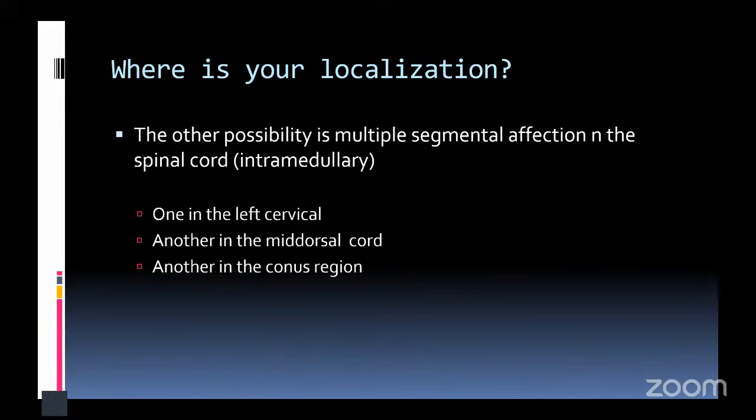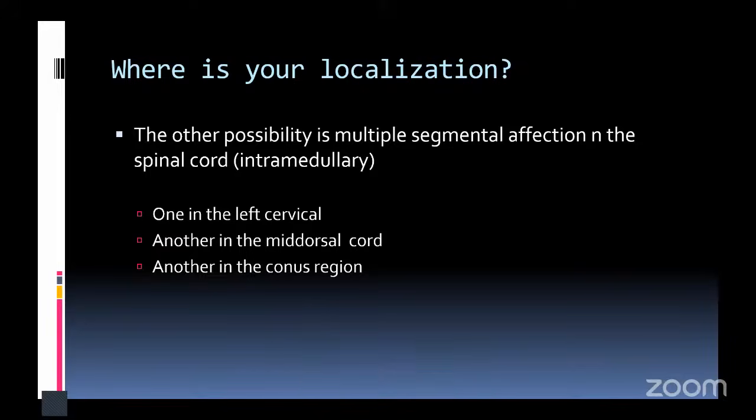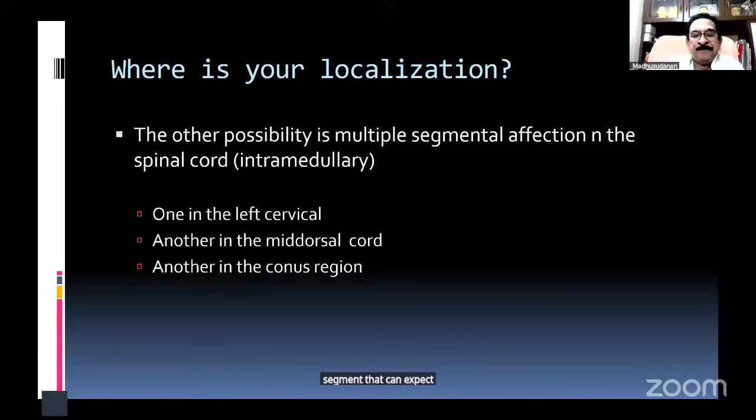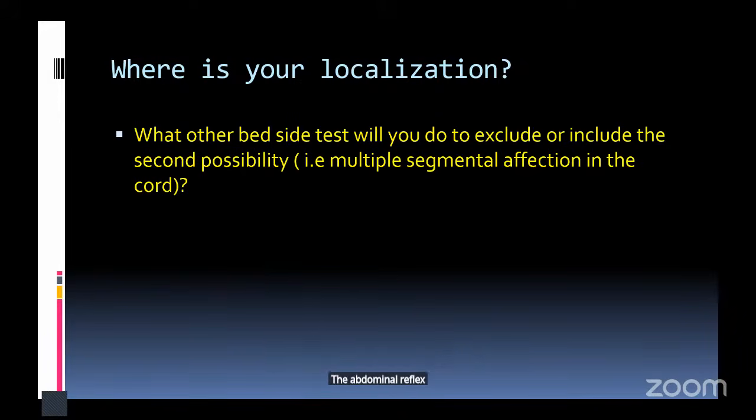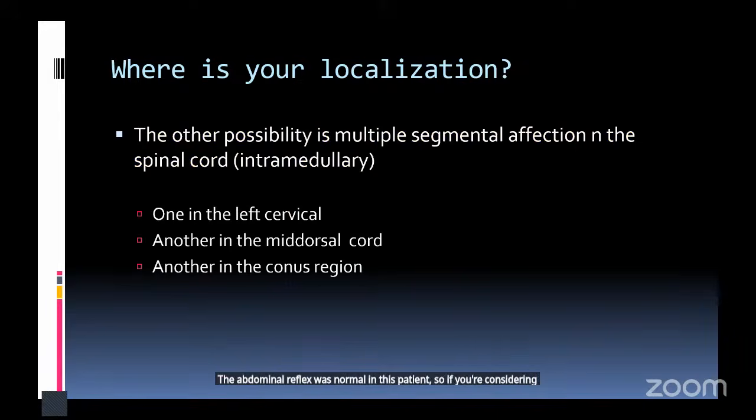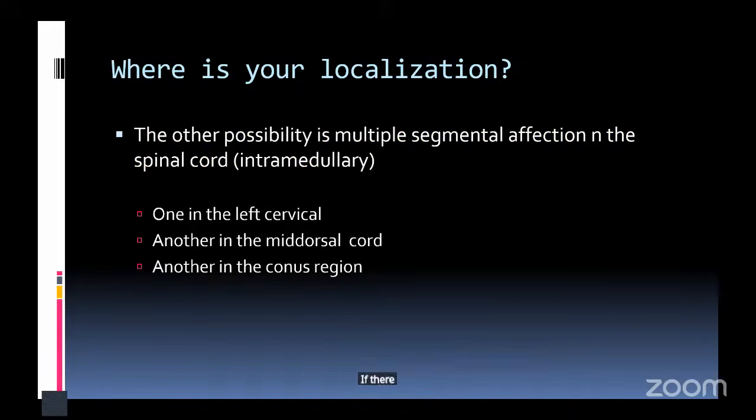Yes, sir. The various possibilities I'm thinking. Yes. This can explain multiple segment involvement. Okay, now let's go to the abdominal reflex. The abdominal reflex was normal in this patient. So if you are considering a mid-dorsal lesion, we might get some asymmetry in the abdominal reflex if there is a mid-dorsal level lesion.